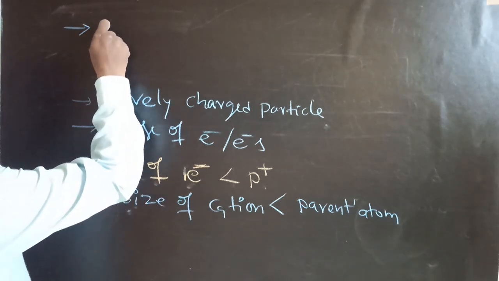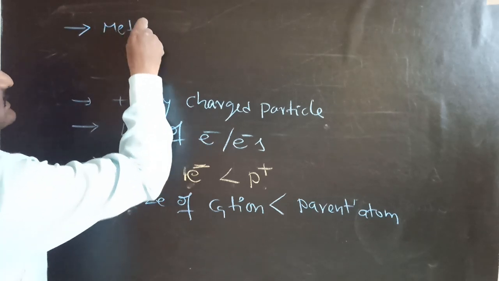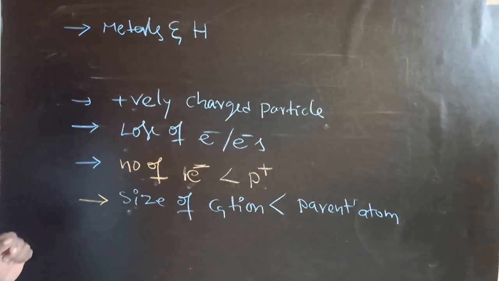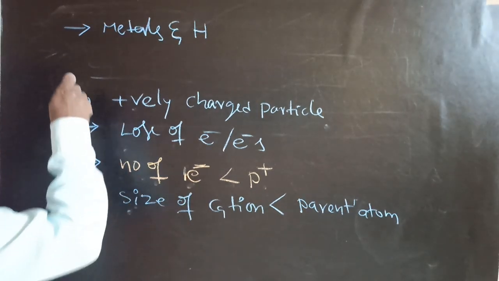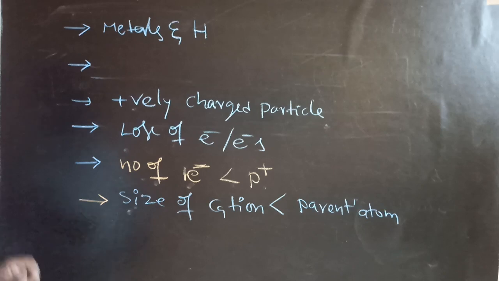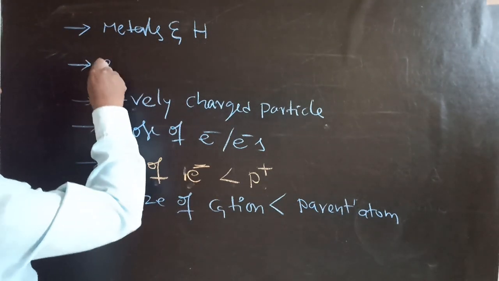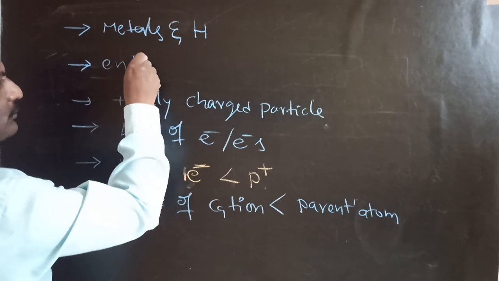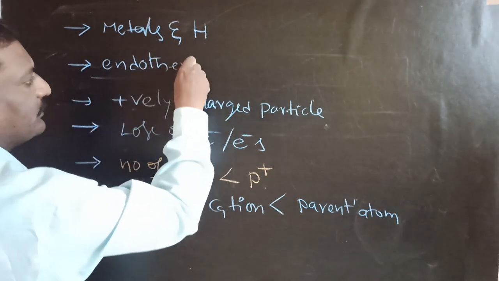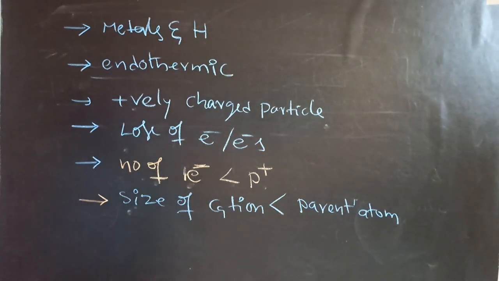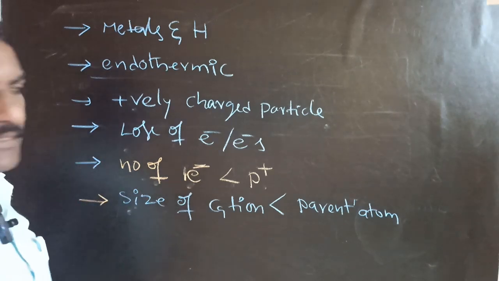Generally, cations are found by metals and hydrogen. Next one, the formation of cation is endothermic in nature. Please copy all these points. Later on, let us discuss one by one these points in detail.